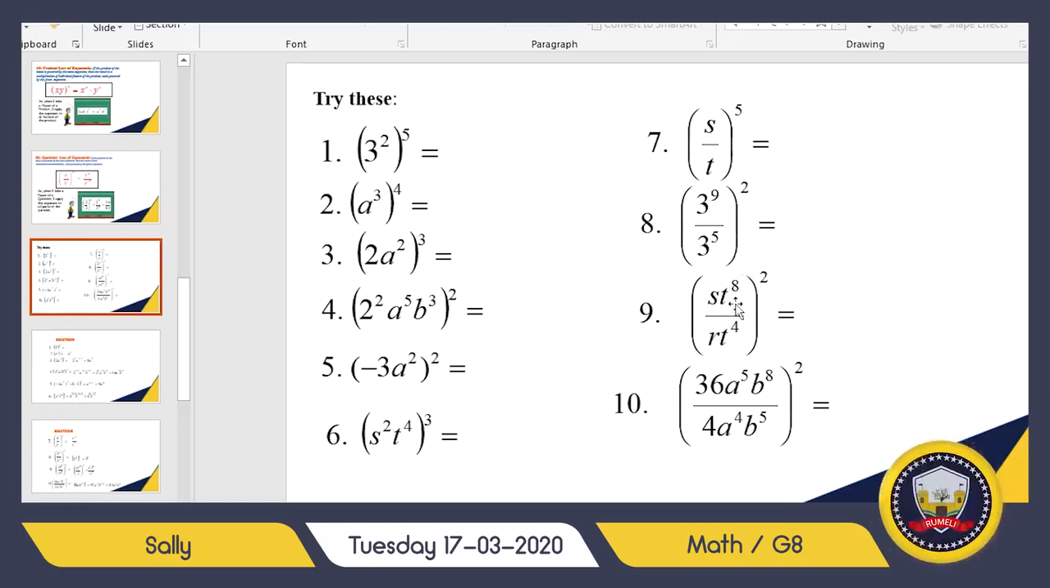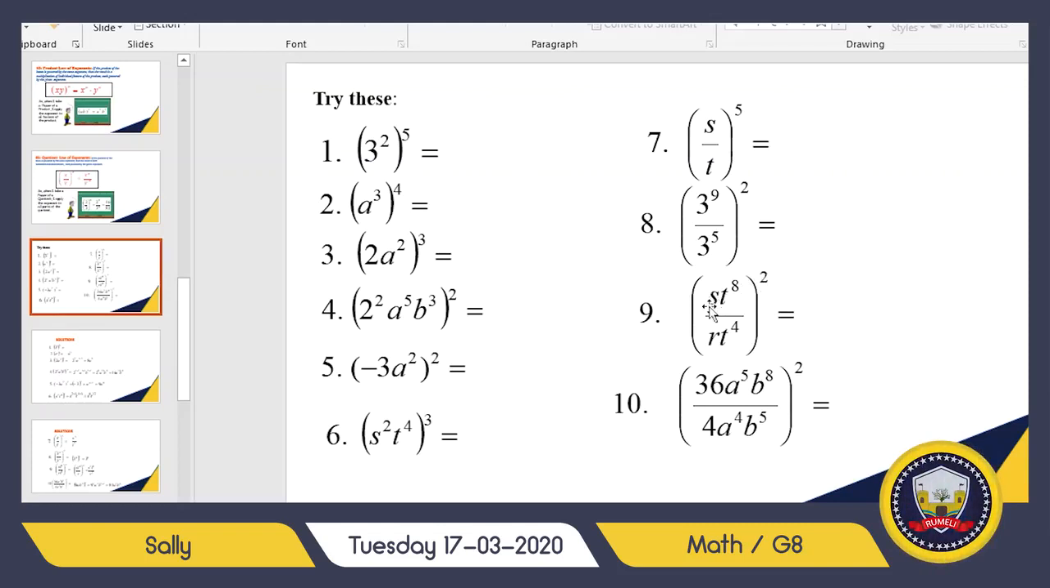What about the t? I have t^8 over t^4. So what am I going to do with the power? As long as they are divided together and have the same base, I will just subtract the powers. So t^(8-4) will give me t to the power of 4. T to the power of 4 over all to the power of 2.